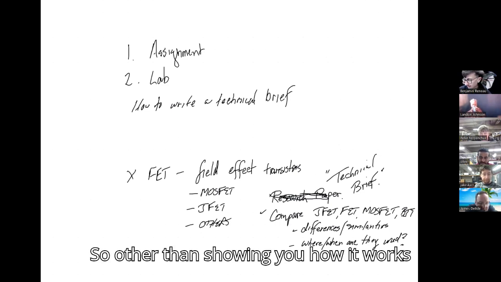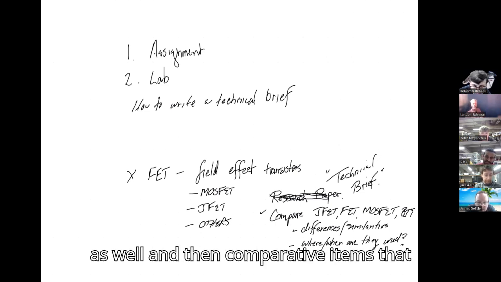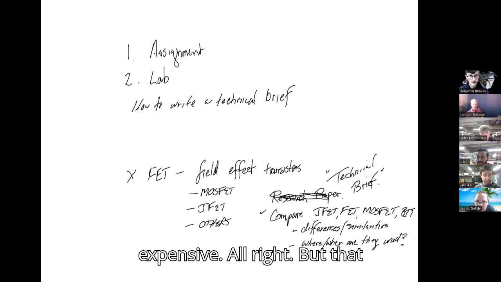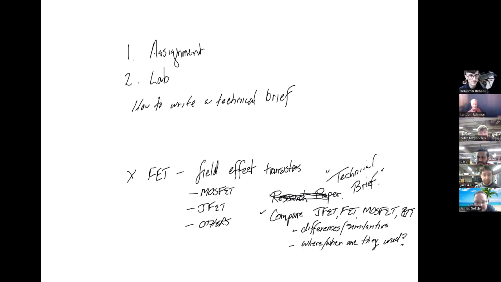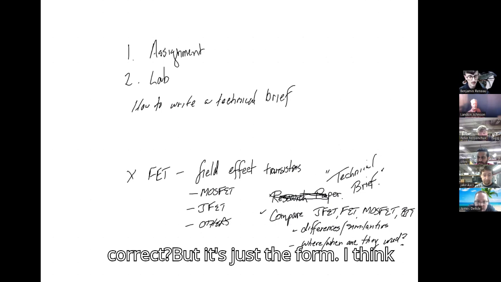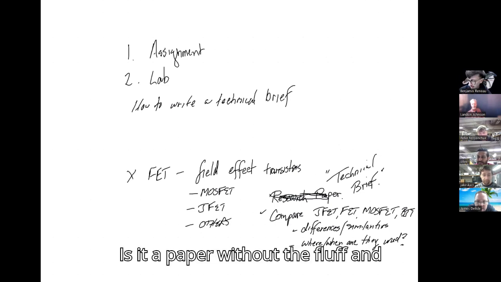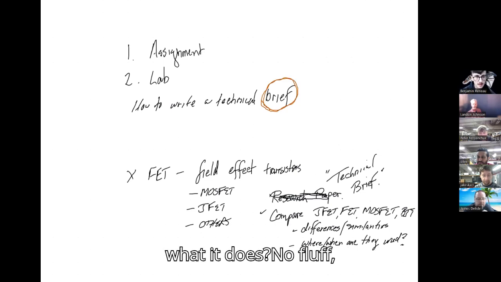So other than showing you how it works and where it's used, its specifications as well, and then comparative items that might be less expensive or more expensive. All right, but that can also be done in a research paper. Correct. But it's just the form. I think it's more about the format in which it's presented. Is it a paper without the fluff and just straight to the point about what it does?